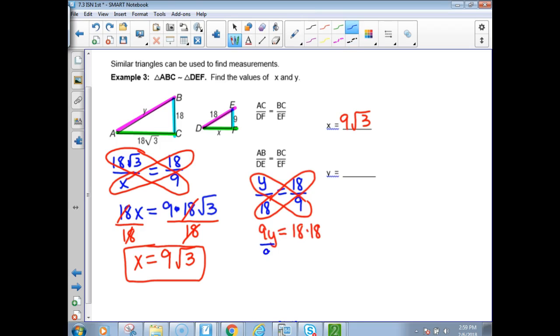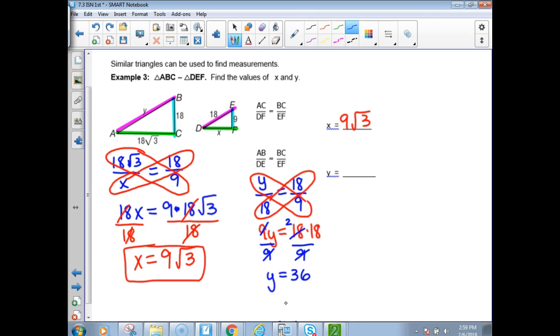We divide both sides by 9. Can you divide 18 by 9? It goes evenly twice. Okay, so 9 goes into 18 twice, and then I can do 2 times 18, maybe in my head, maybe not. 2 times 18 is 36, if you're good in your head.